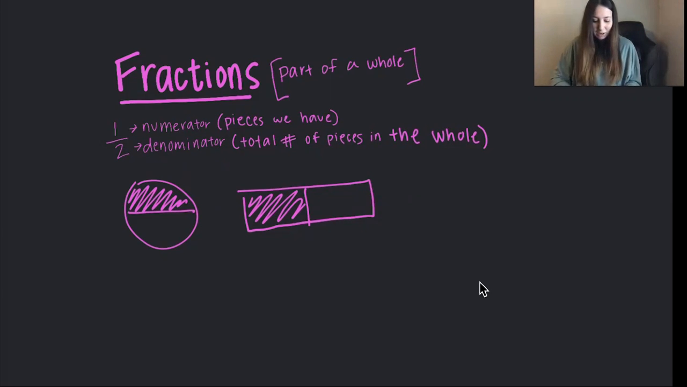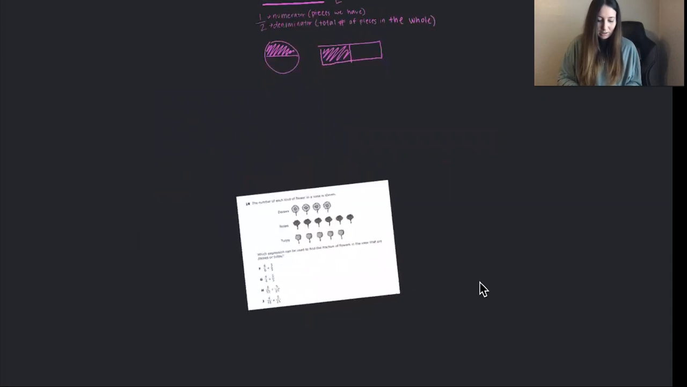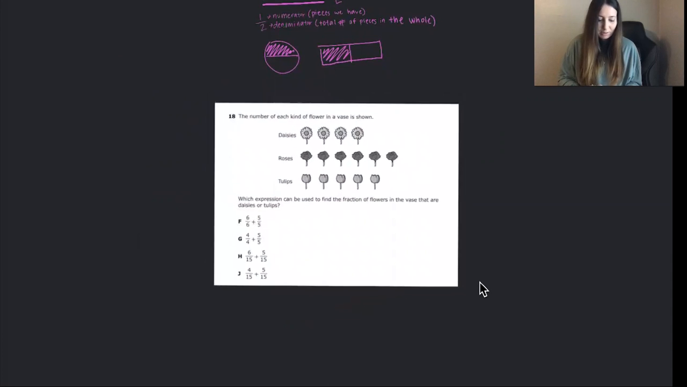Okay, so let's look at this problem that you had in your review today. It says the number of each kind of flower in a vase is shown. Okay, so this looks a little bit different than the picture I showed above. We have a vase of flowers. So I'm already thinking in my head, okay, the total number of flowers in the vase is going to be the denominator. It says which expression, and expression just means like any type of equation, which expression can be used to find the fraction of flowers in the vase that are daisies or tulips?